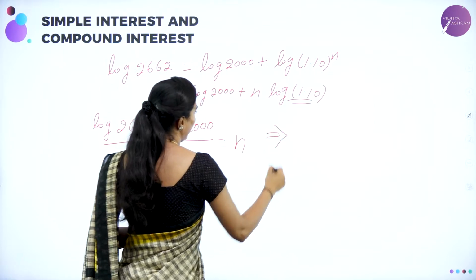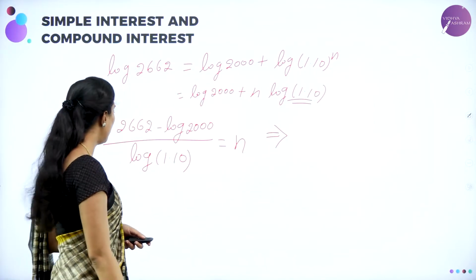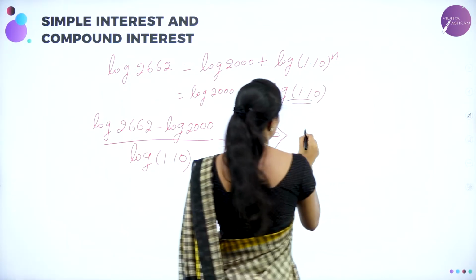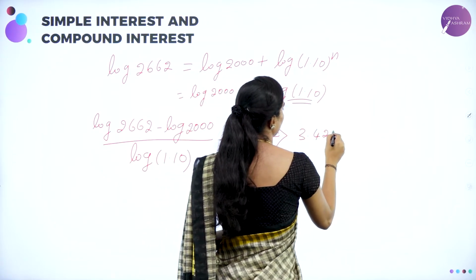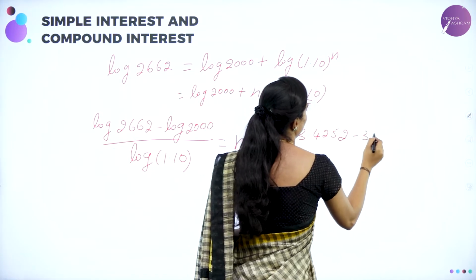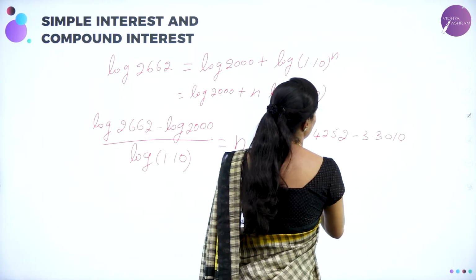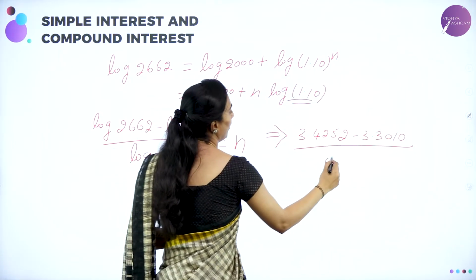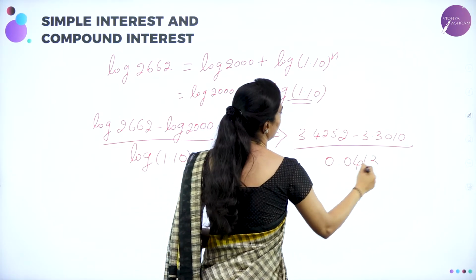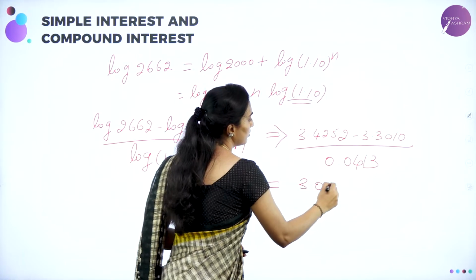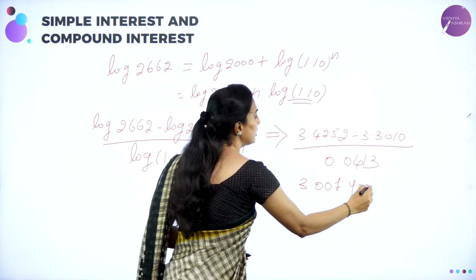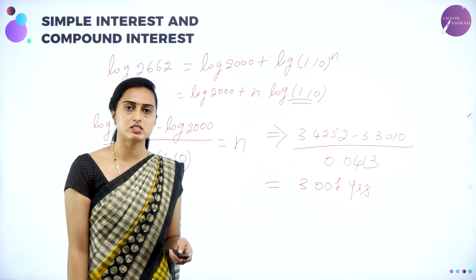Now you can apply the logarithmic table. The answer you are going to get for this one: 3.4252 minus 3.3010, divided by 0.0413. So the answer you are going to get for this one is 3.007 years. But what is 3.007 years, dears?